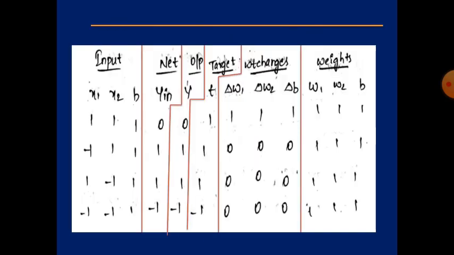Finally, we will write the table like this. x1, x2, b are the inputs. yin is the net input and y is the output, where small t is the target, where delta w1, delta w2, delta b are the changes in weight and bias. So w1, w2, b are the weights and bias.